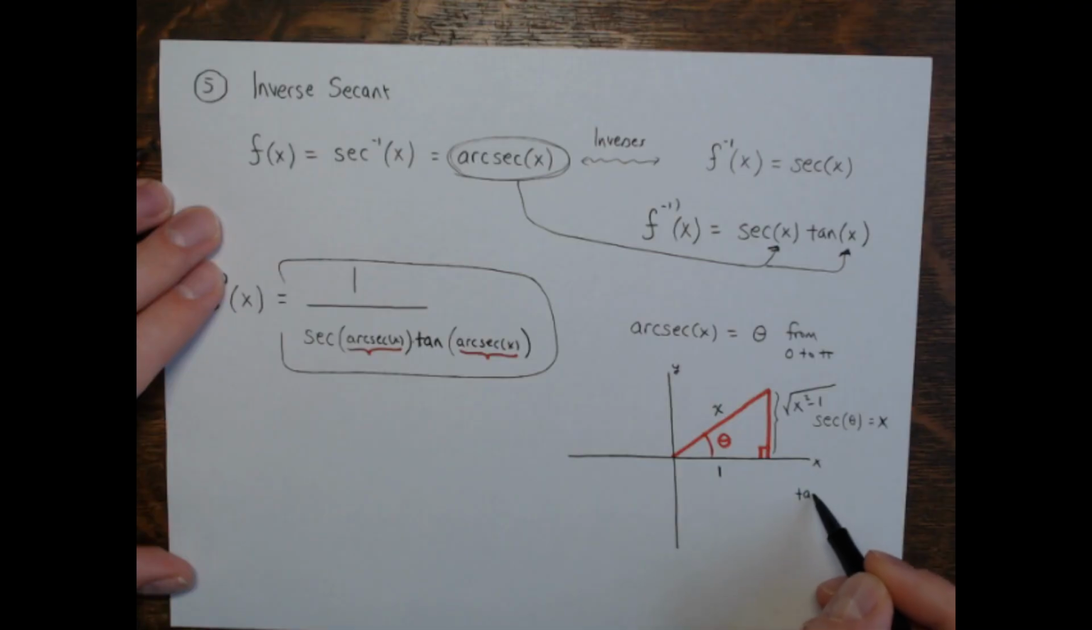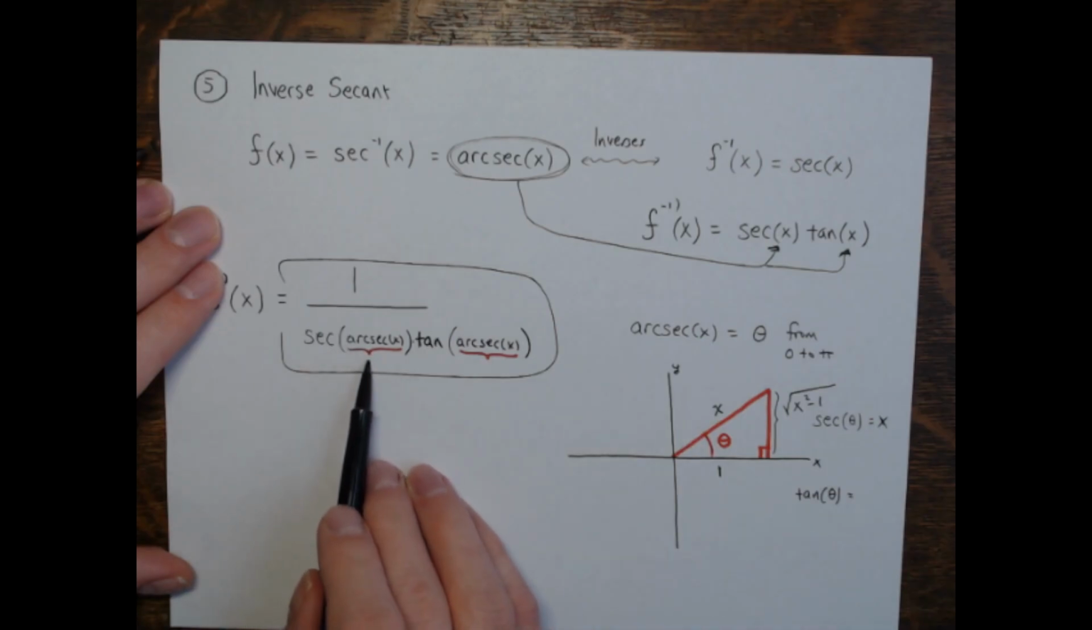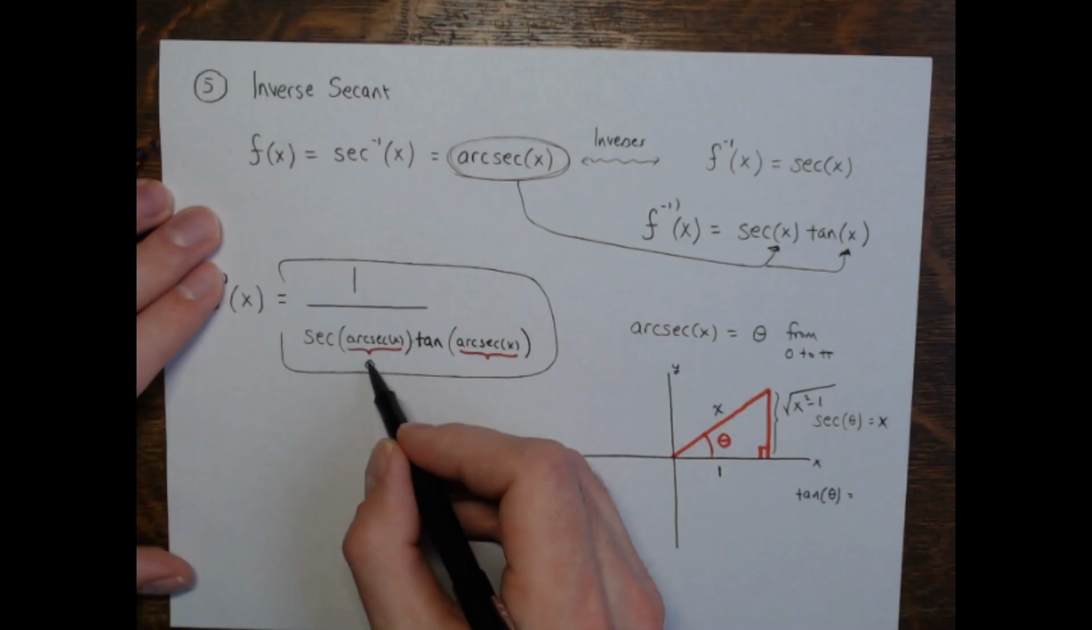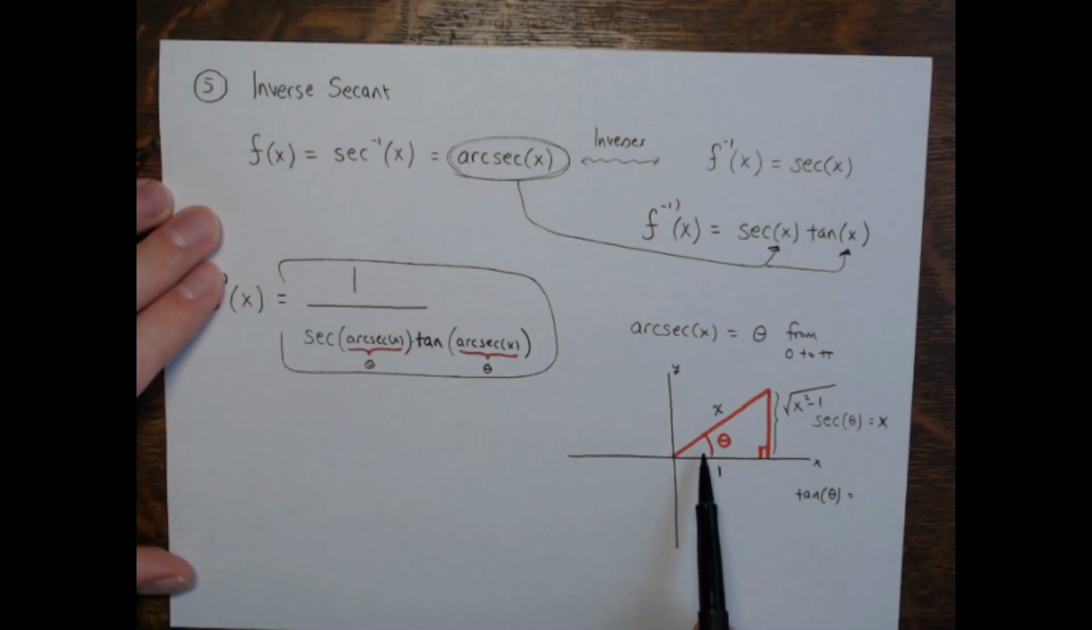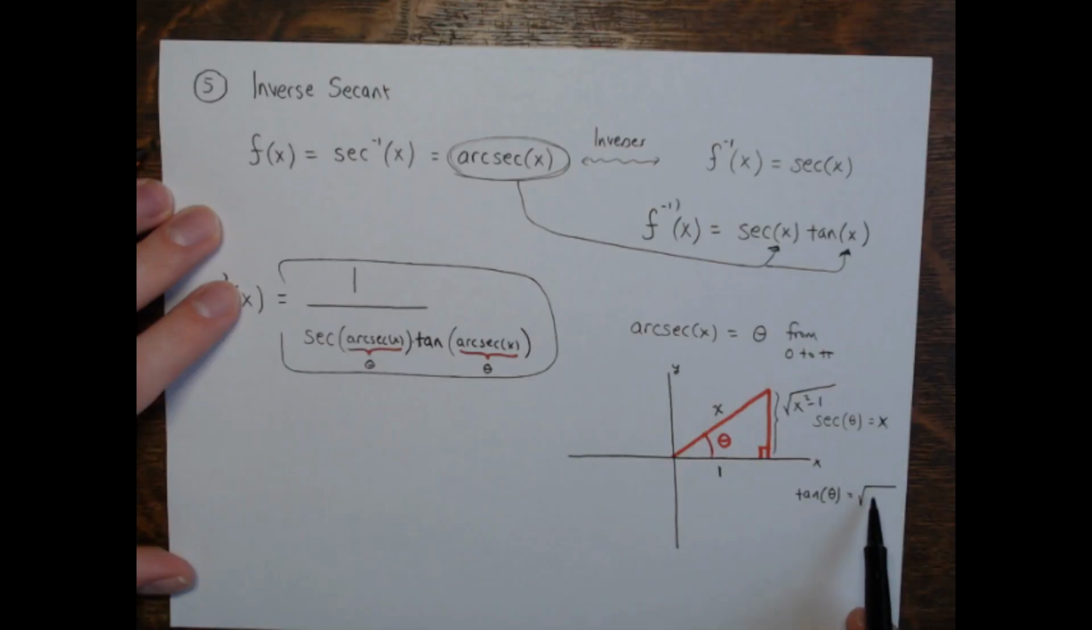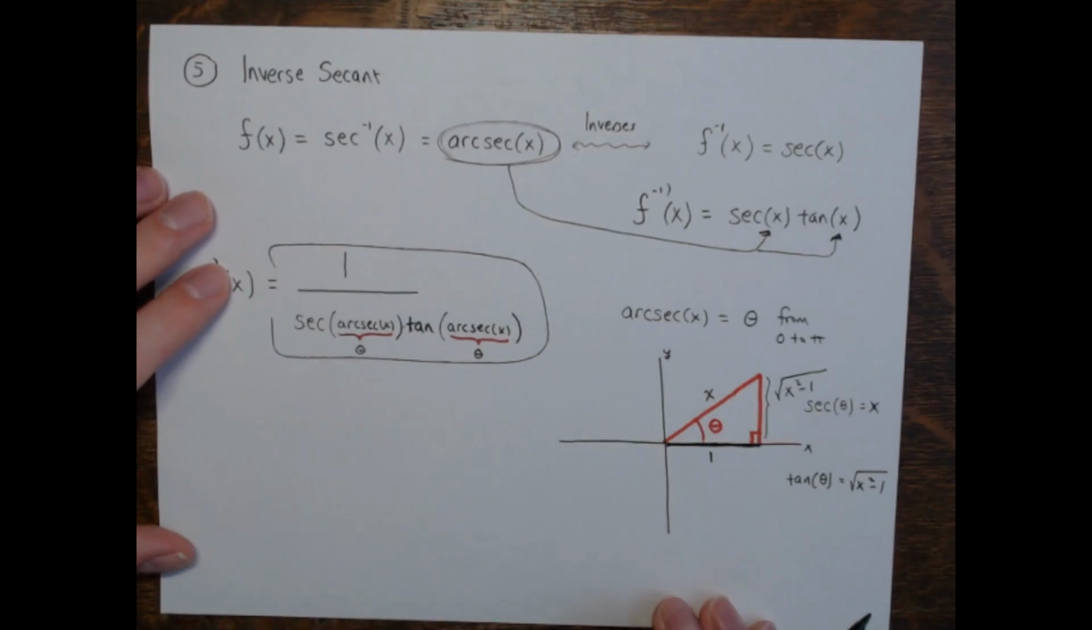Secant is x, now tangent of theta. So I got the secant of this theta times the tangent of theta, down here. Tangent's opposite over adjacent, so that'd be square root of x squared minus 1 over 1. Again, this would be a positive 1 length because it's to the right. I'm on the positive side of the x-axis.